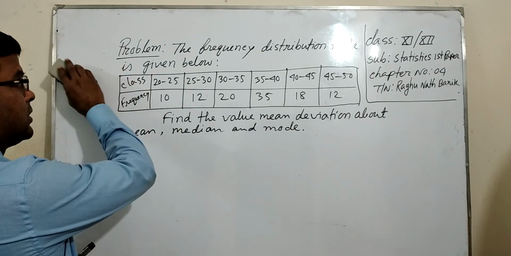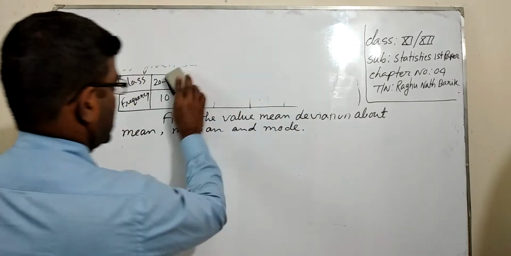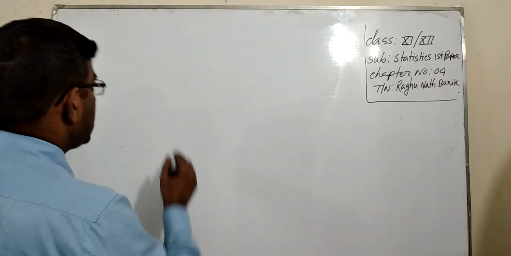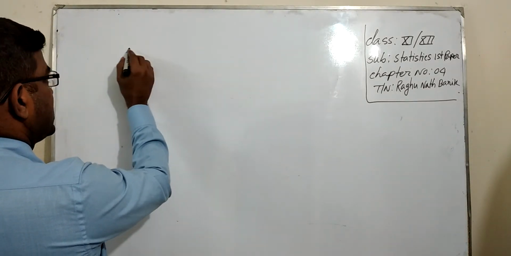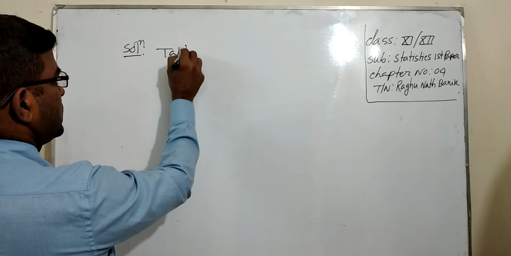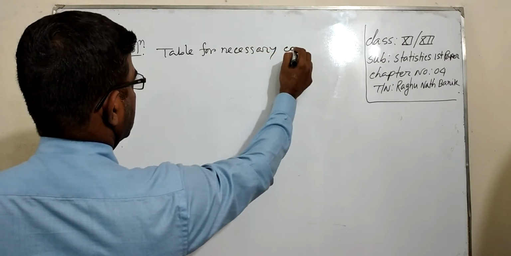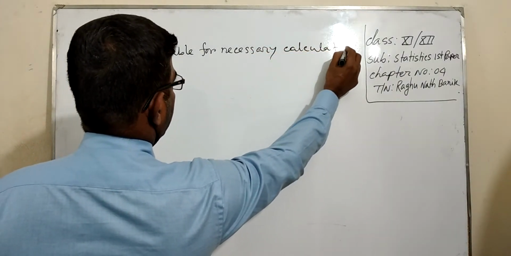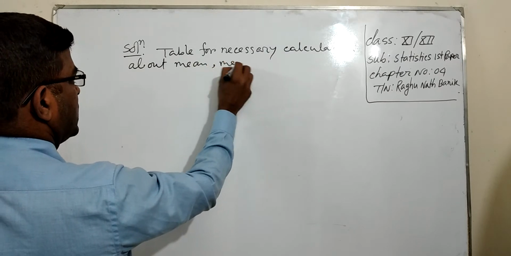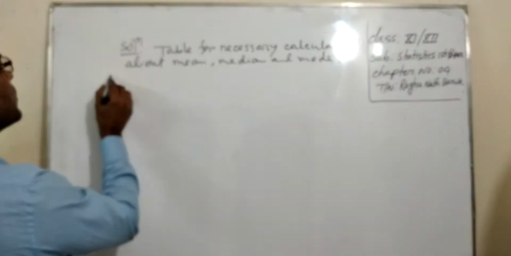At first we draw a table. Solution. Table for necessary calculation about mean, median, and mode.